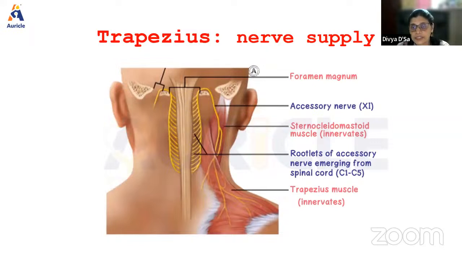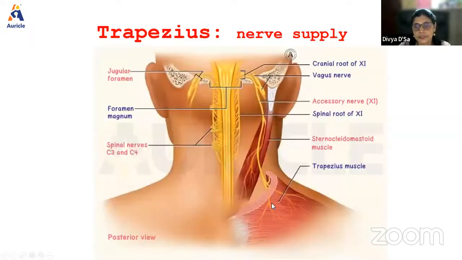So the nerve supply is basically by the spinal accessory nerve. The spinal accessory nerve will supply the trapezius muscle. You can see how it innervates the trapezius muscle. So what does the trapezius muscle do?